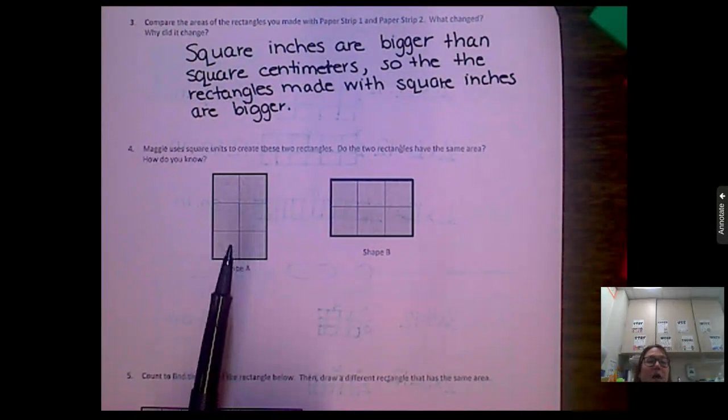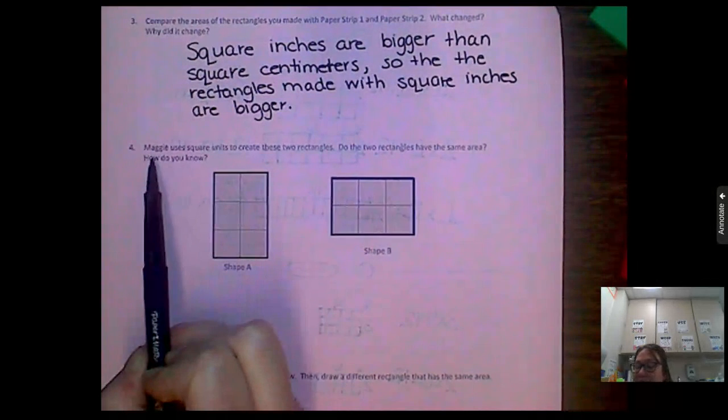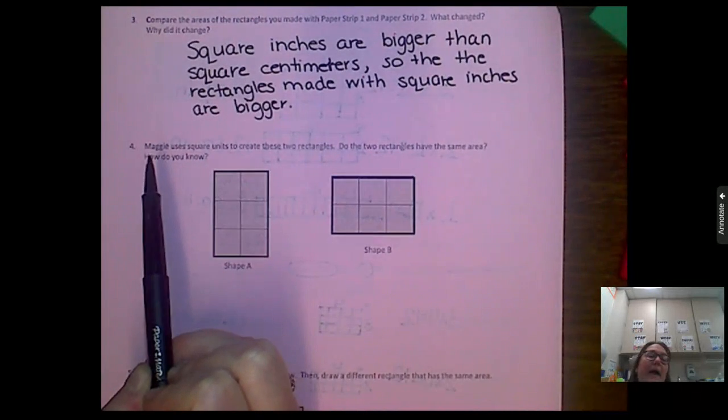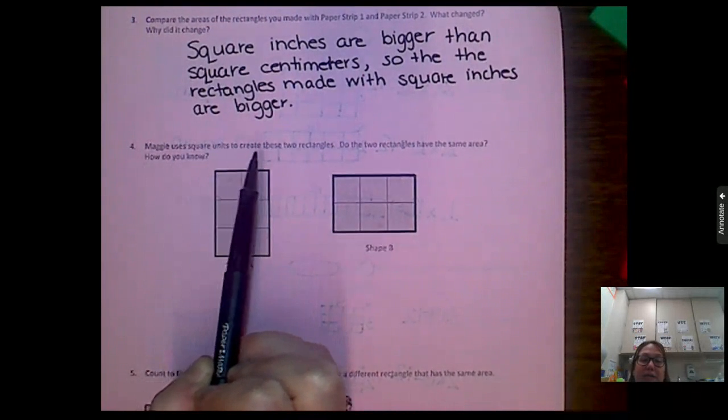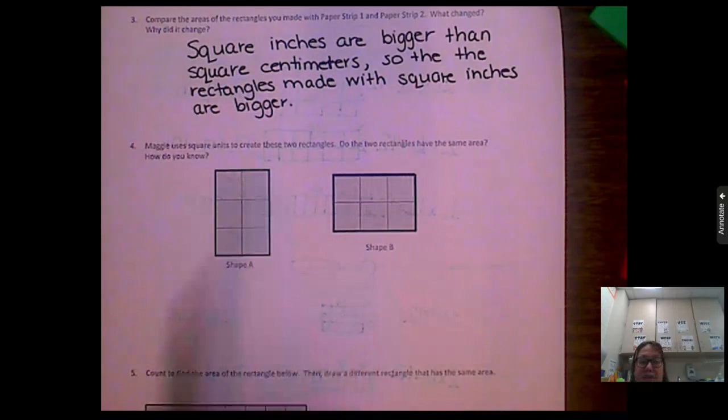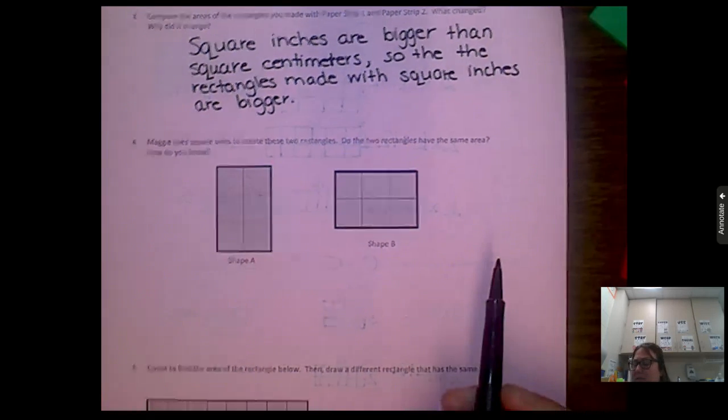Okay, number 4, put your pencil, your finger on Maggie and read with me, please. Okay, here we go. Maggie uses square units to create these 2 rectangles. Do the 2 rectangles have the same area? How do you know? Okay, so let's look at shape A.